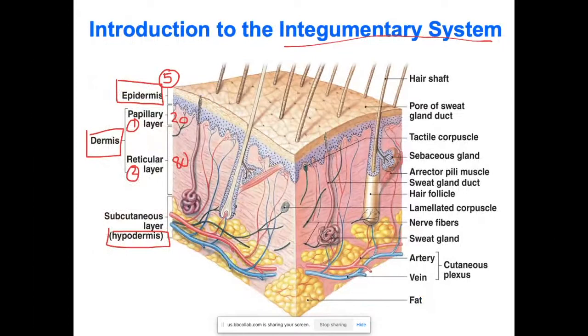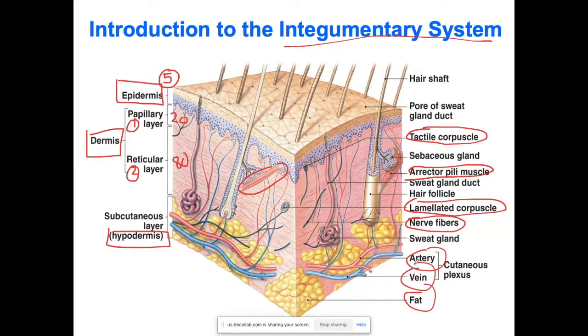So here is the muscle. Right here is the erector pili muscle. The lamellated corpuscle and the tactile corpuscle and these nerve fibers, that's all nerve. That falls under nervous. Here's muscle. So you have nerve, you have muscle. In the epidermis, we have all epithelium. And then in the dermis, look, you have fat down here at the bottom. You have fat, you have blood vessels. This is all connective tissue.